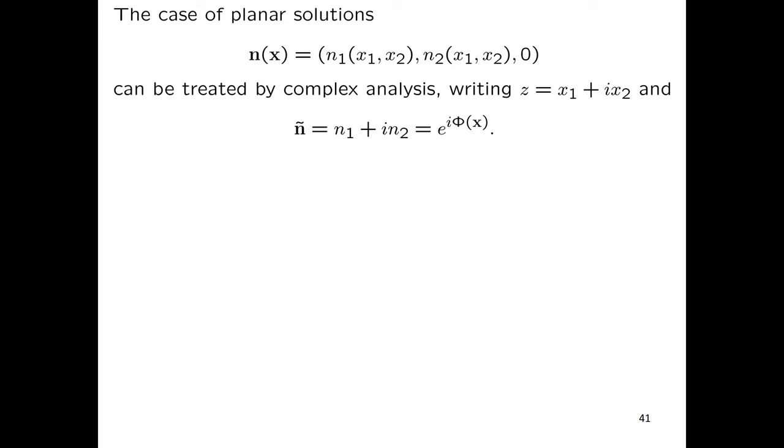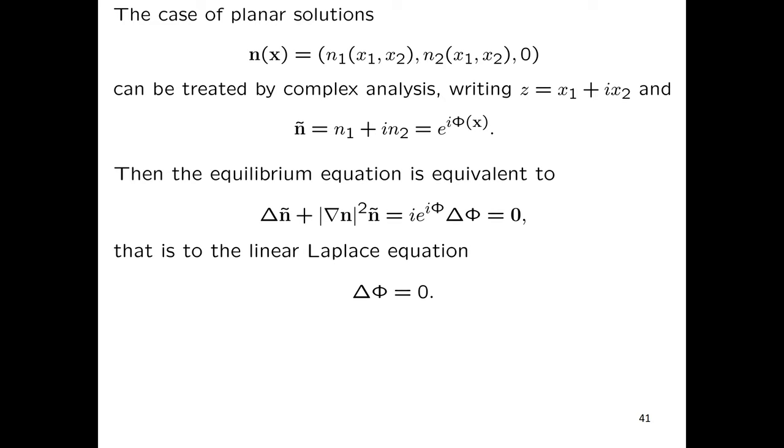Now, the case of planar solutions is interesting. So a planar solution, this is still the one constant case. So n of x is n1 of x1, x2, n2 of x1, x2, 0. So no third component, and the first two components just depend on x1 and x2. That can be treated by complex analysis, which is kind of cute actually. So z you write as x1 plus i x2, and you complexify the director. So n is n1 plus i n2. It's a unit vector, of course, so it can be written in the form e to the i phi of x. Then the equilibrium equation, if you calculate it, becomes i e to the i phi times the Laplacian of phi equals zero. So therefore the equilibrium is equivalent to the linear Laplace equation for this angle phi.